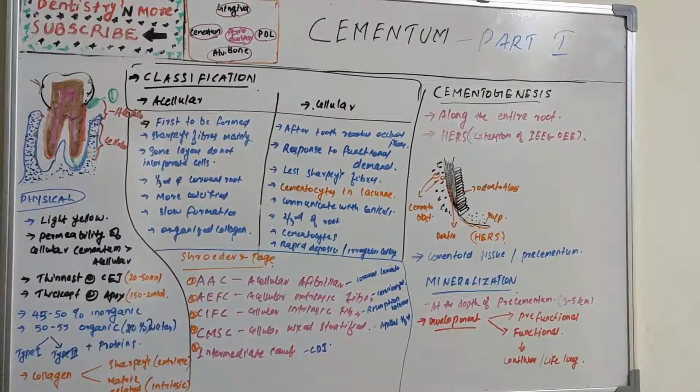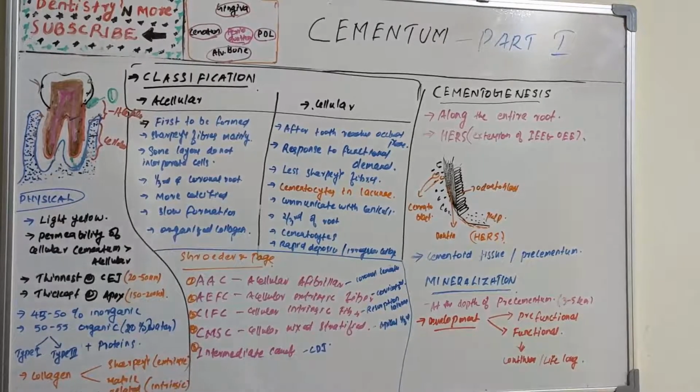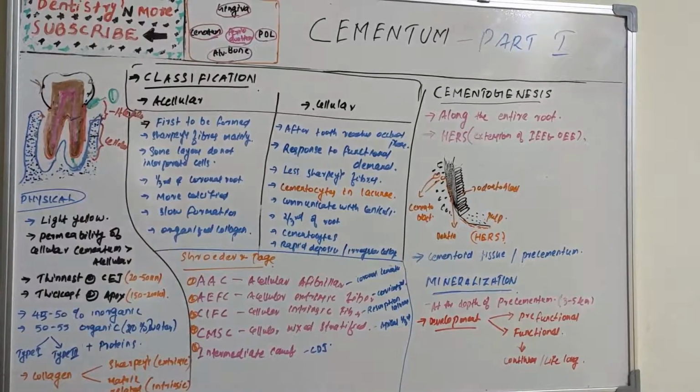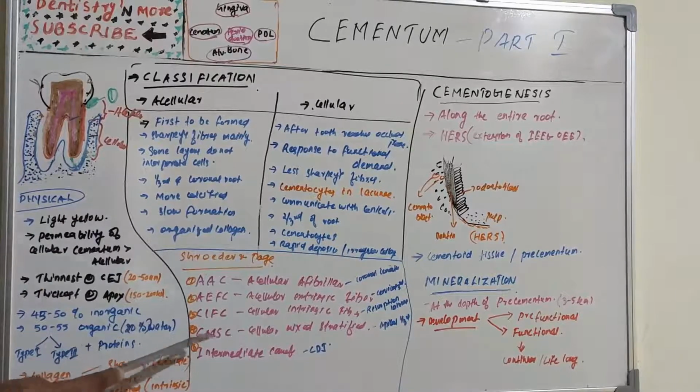And we have the fifth one also, intermediate type. So intermediate type is mostly seen at the Cemento-Dentinal junction. So we have the 5 types: AAC, AEFC, CIFC, CMSC and intermediate type.